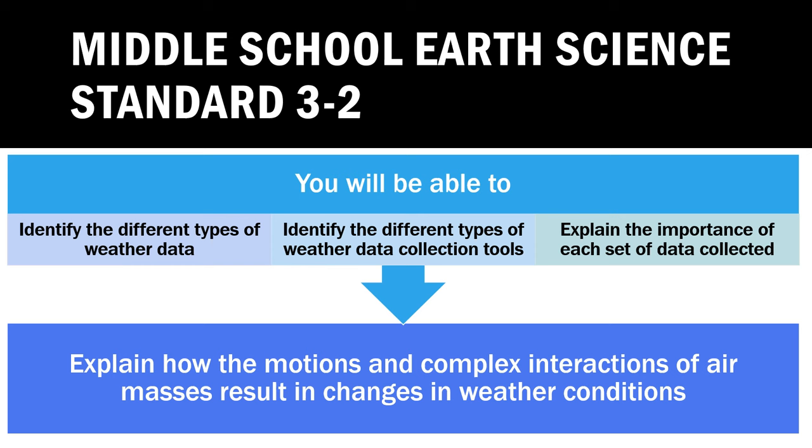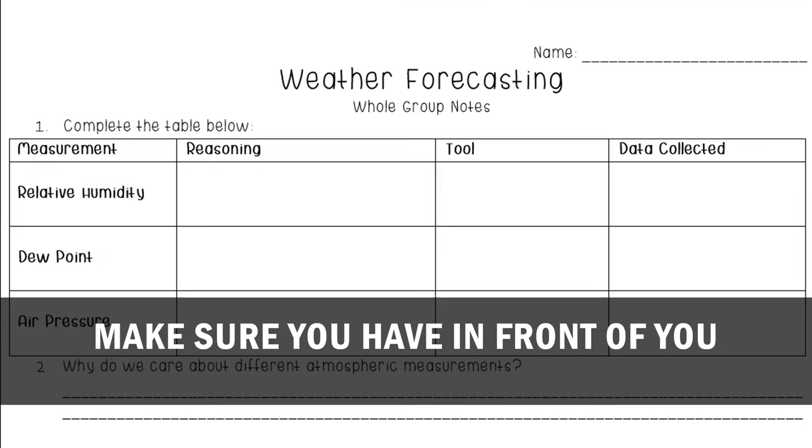We are still working with Middle School Earth Science Standard 3-2, which states that you'll be able to explain how the motions and complex interactions of air masses result in changes in weather conditions. So basically, by the end of this you'll be able to identify the different types of weather data, identify the different types of weather data collection tools, and explain the importance of each set of data collected. So why we care about collecting this specific type of data and using it in everyday life. Make sure that you have your notes out in front of you so that you are good to go.